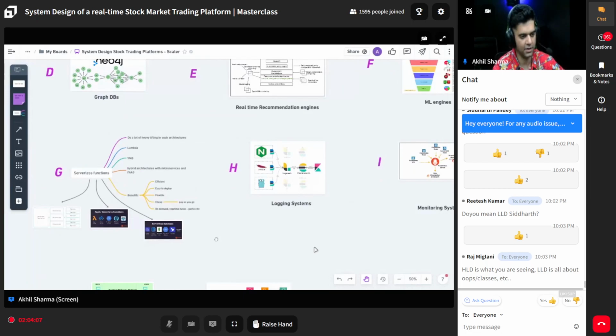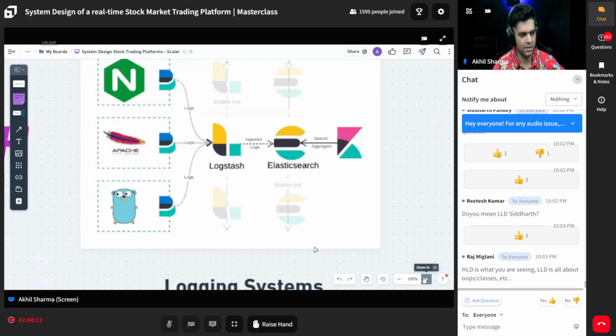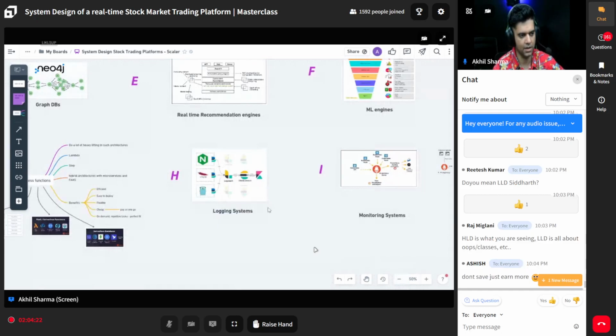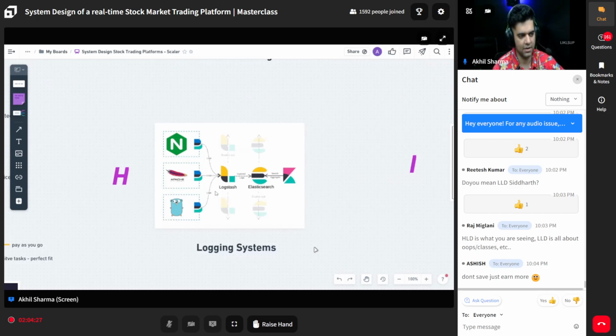Logging systems, in our case, I've just shown you how a logging system will work. It will not only work at the server level, but at the application level also. So you get logs from different places. You'll get into Logstash, Elasticsearch, and all of that. So you can do multiple things with logging systems. What I want to show you here is that everywhere, at the server level, at the application level, at the database level, infra level, everywhere they'll be logging.